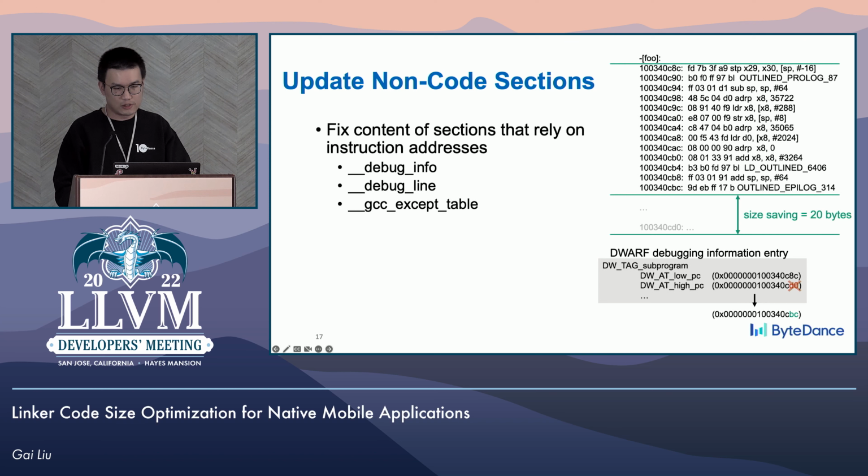For similar reasons, we also need to update the debug line section for the line table, as well as the exception table section to correct the exception handling information. I'll skip the details here, but the process follows a similar spirit as the debug info section.